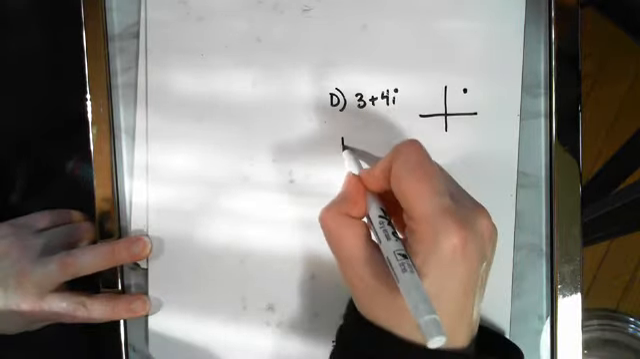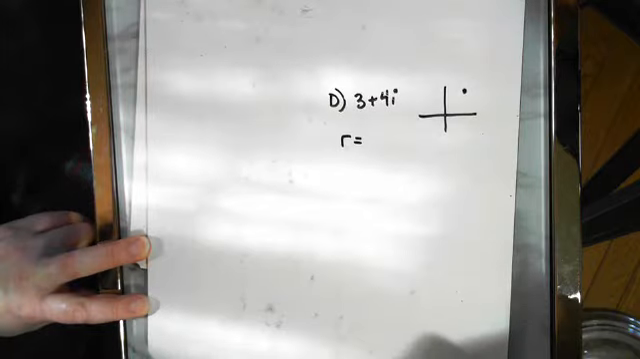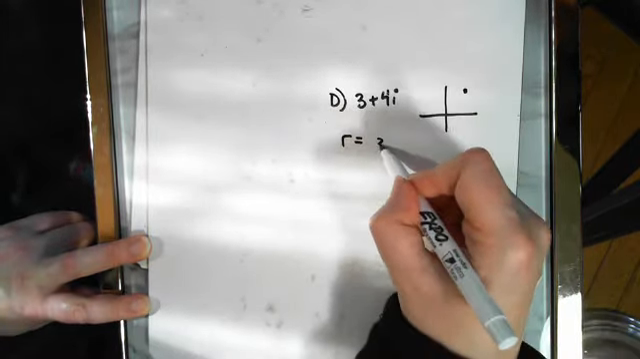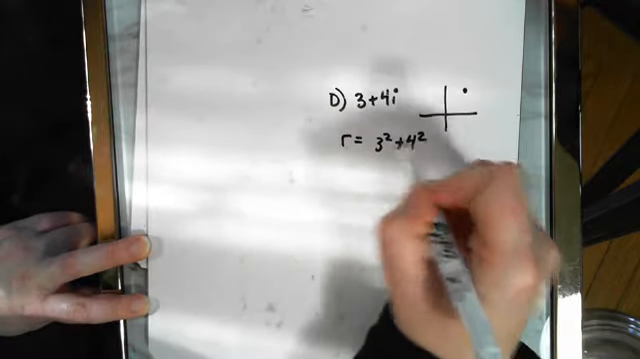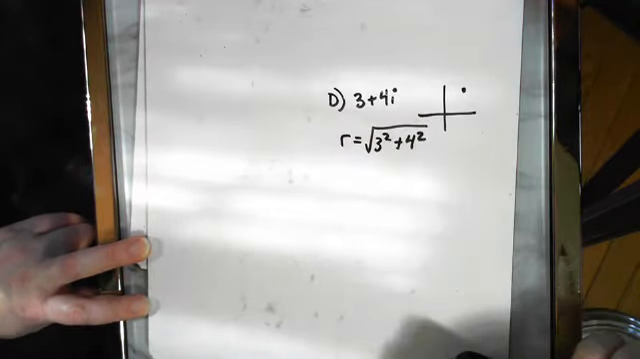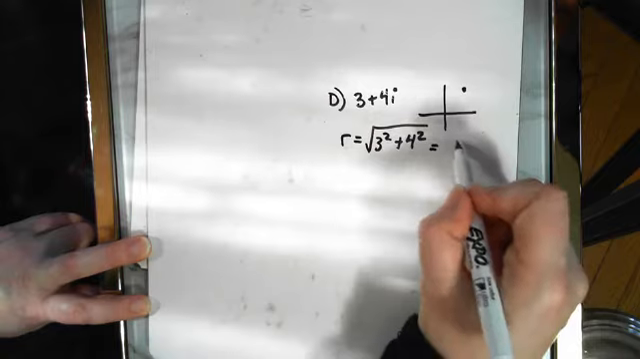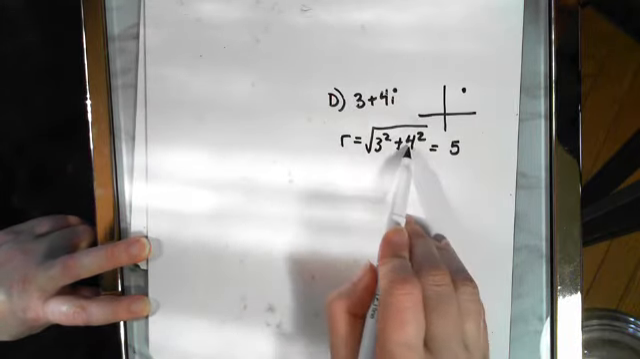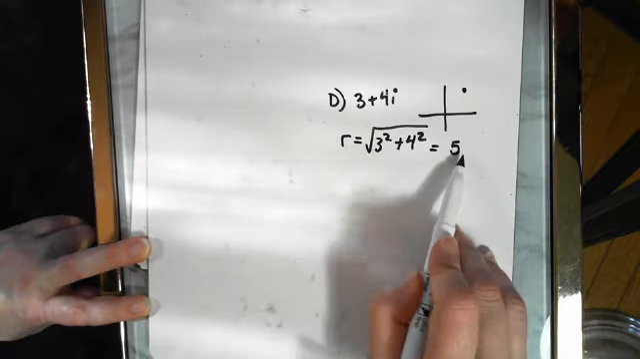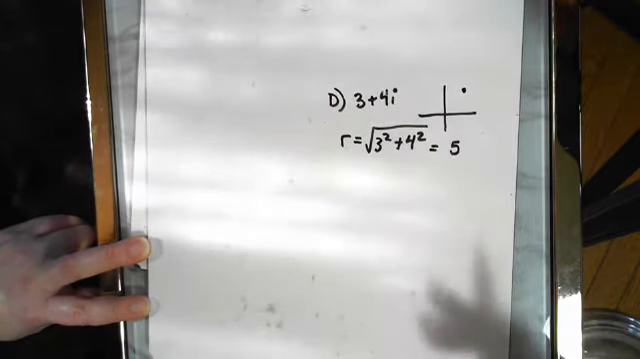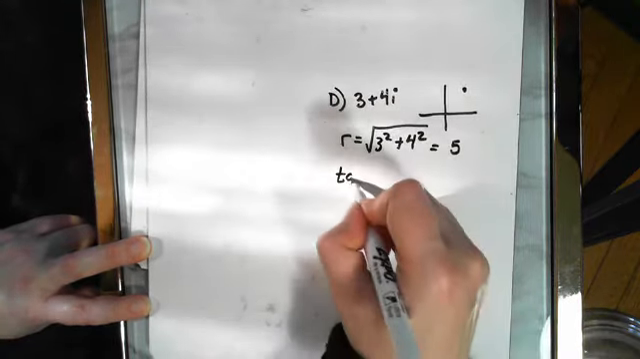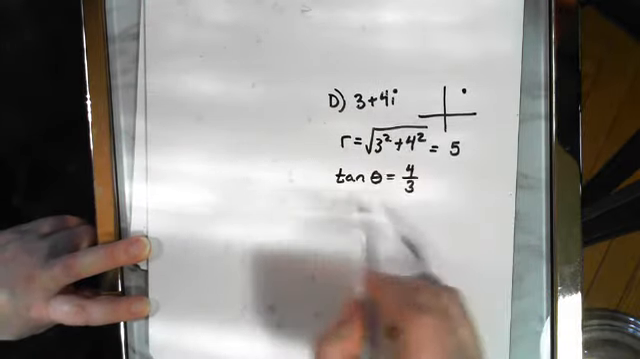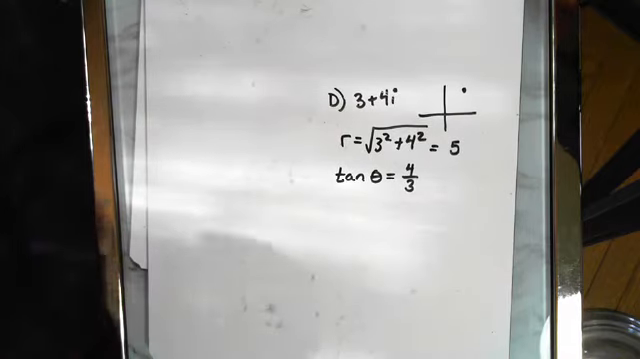But let's check. Okay, for my modulus, I have 3 squared plus 4 squared, and it's the square root of that, which ends up being 5. Okay, because this is 9 plus 16, which is 25, and the square root of 25 is 5. Now, for theta, I have tangent of theta equals y over x. And this is definitely not on my unit circle.